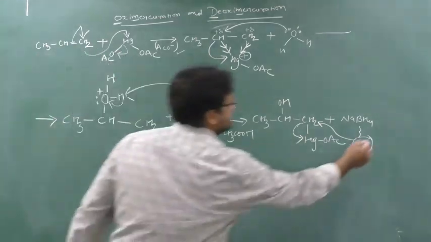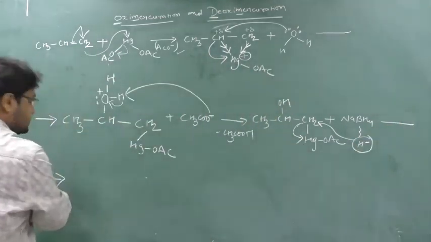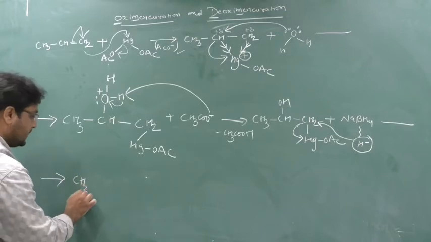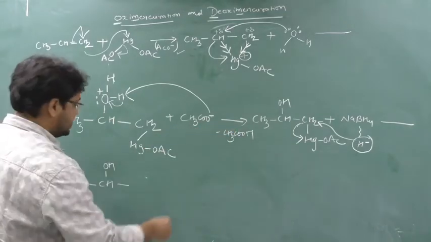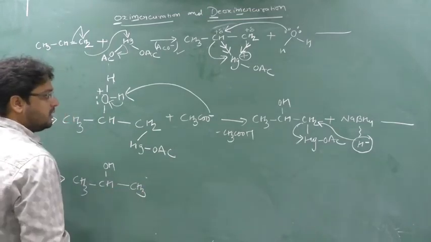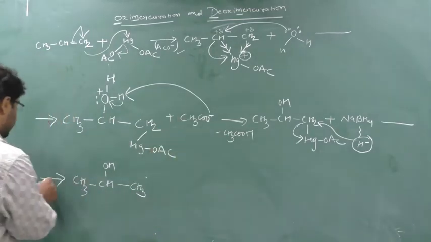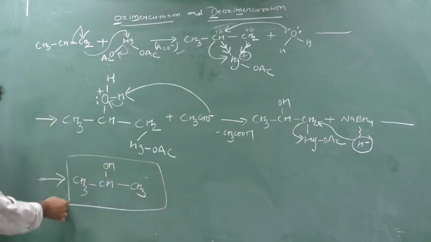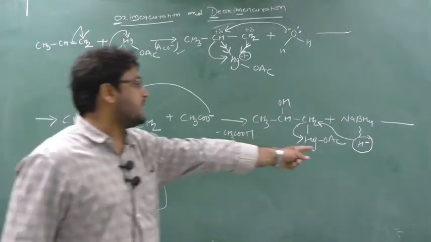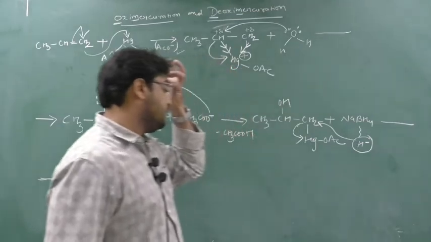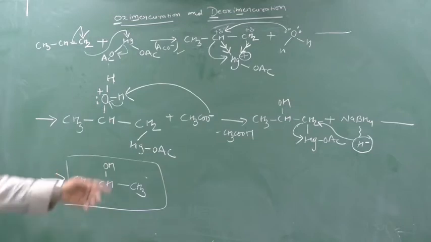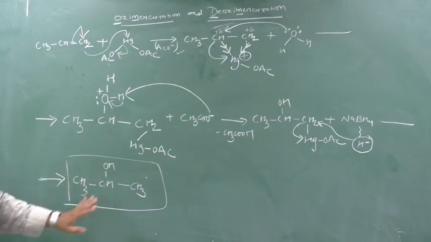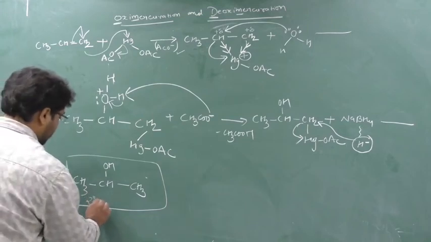So what do you get? I will write at the bottom, I will get here CH3, here CHOH. This CH2 has gained H minus, so it will form CH3, and this HgOAc will be removed. So here I get 2 degree alcohol. You can write down here dash HgOAc will be removed. Clear? This part is clear. Here HgOAc will be removed, and this H minus will react with this CH2 and form CH3. So in this way we get 2 degree alcohol.